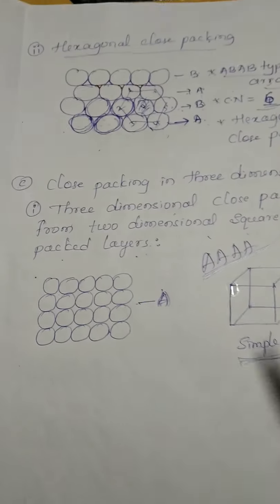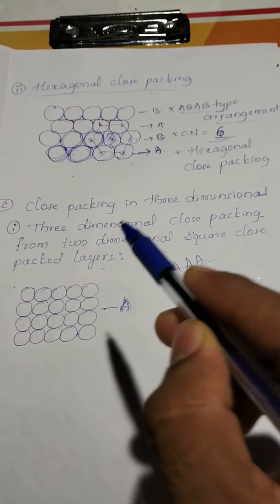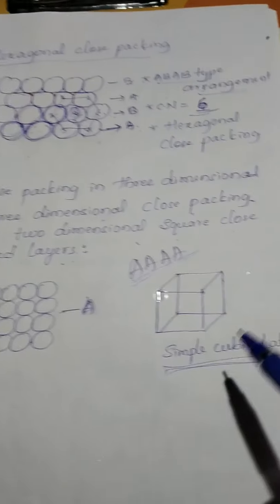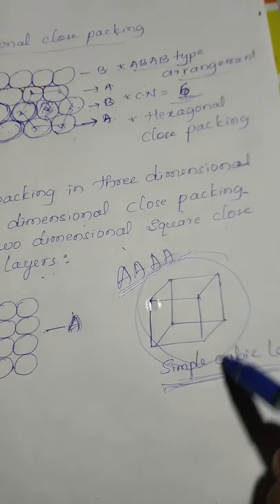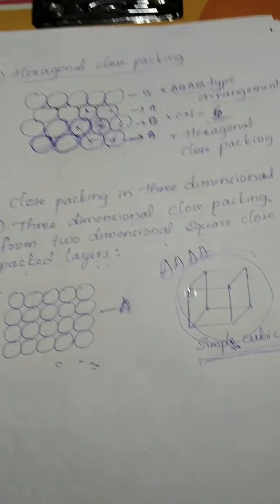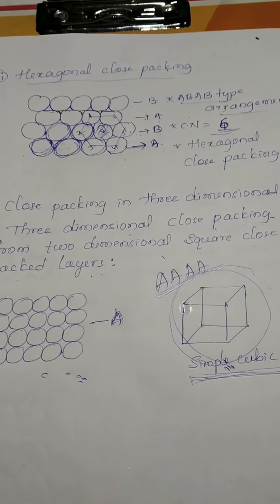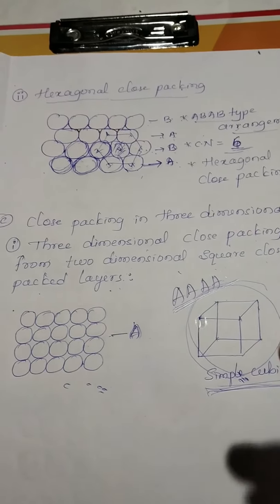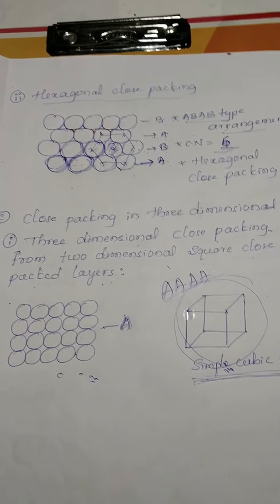This arrangement is three-dimensional close packing from two-dimensional square close packed layers. This results in a simple cubic lattice. This lattice results from this close packing structure. Okay, simple cubic lattice is formed. This is one way of arranging the spheres in three dimensions. Another way is there, see here.